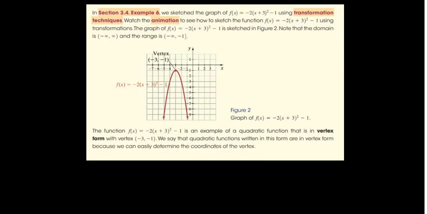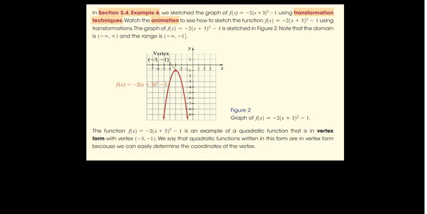All right. So in 3.4, we sketch the graph of f of x equals -2 times the quantity x plus 3 squared minus 1 using transformation techniques. It says watch the animation to see how to sketch that function. We're not going to watch that animation, obviously. This is definitely one of those examples where watching the thing helps, but instead I'm going to talk us through it and then do an example, because I'm pretty sure that's where we're going to. Okay, all right.